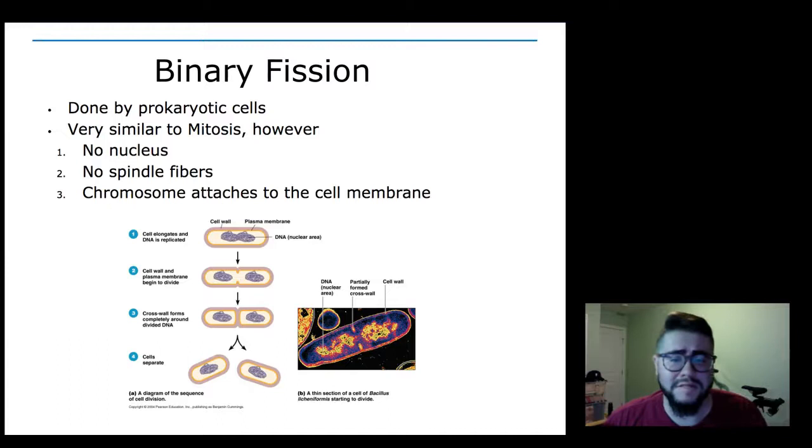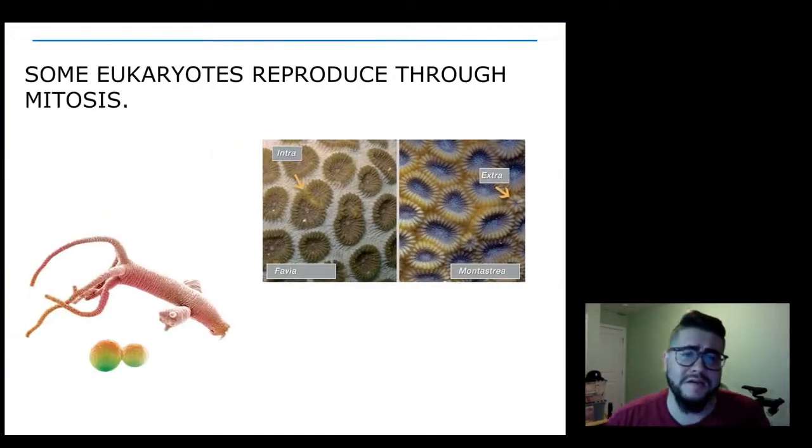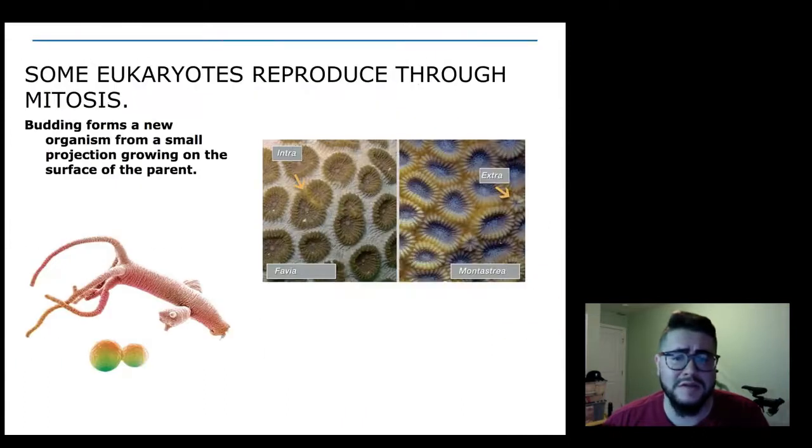Again, you can see binary fission, one cell splitting up into 2. It's pretty similar to mitosis, except it happens just in prokaryotic cells. Here is the budding I was talking about. This is called a hydra. This big long stalk that looks like a tree is the organism.